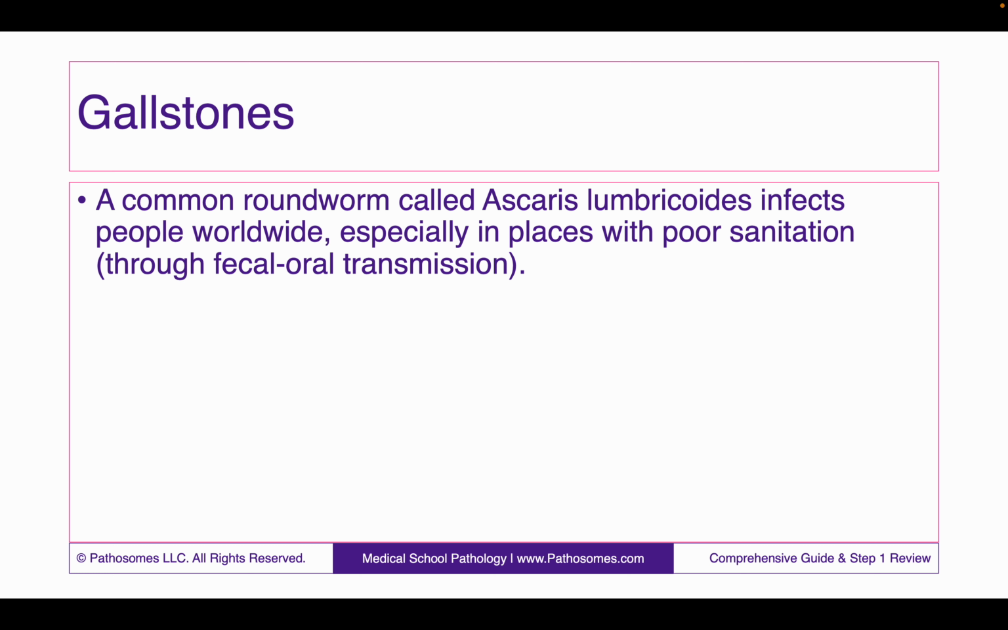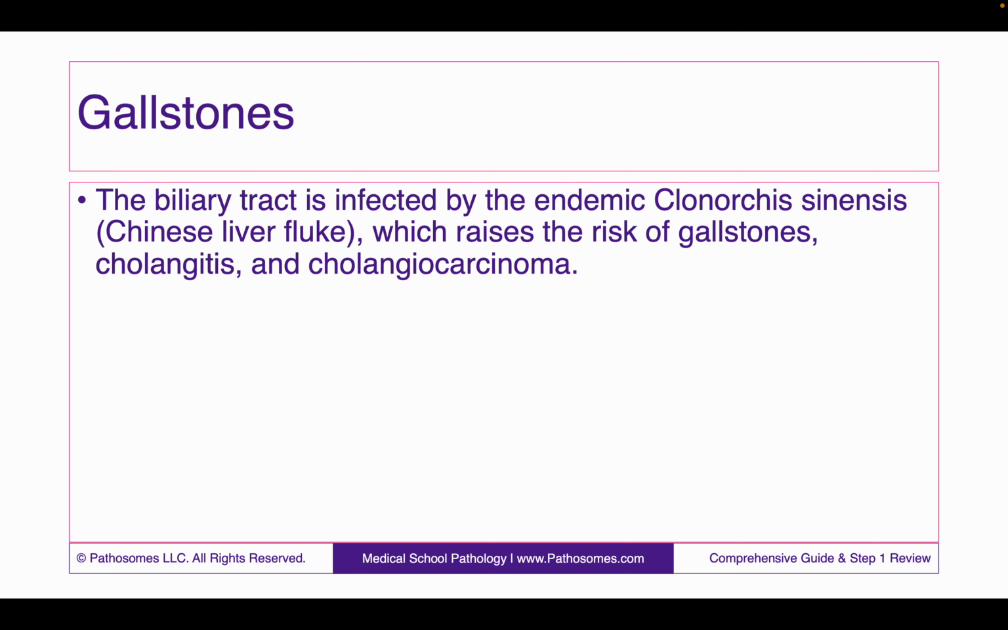A common roundworm called Ascaris lumbricoides infects people worldwide, especially in places with poor sanitation, through fecal-oral transmission. Delicious. The biliary tract is infected by the endemic Clonorchis sinensis, also known as the Chinese liver fluke, which raises the risk of gallstones, cholangitis, and even cholangiocarcinoma. This is a big deal.